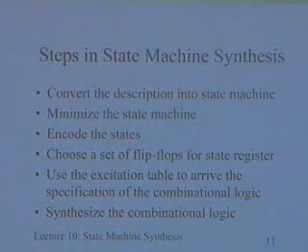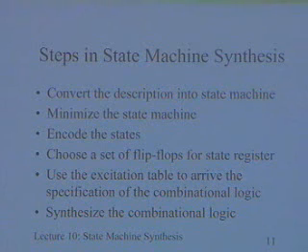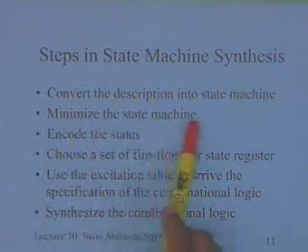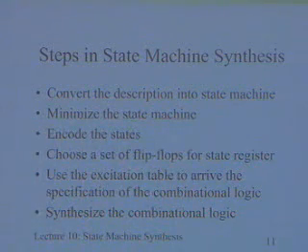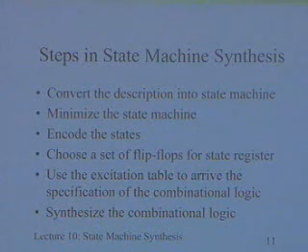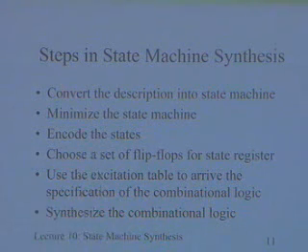Minimize the state machine. I already have studied how I can find equivalent states which are redundant, and I can replace those equivalent states by a single state. So I can perform that minimization to get the minimal number of states. Then I encode the states. This is the step at which we decide what is the binary string that is going to represent each of the states.